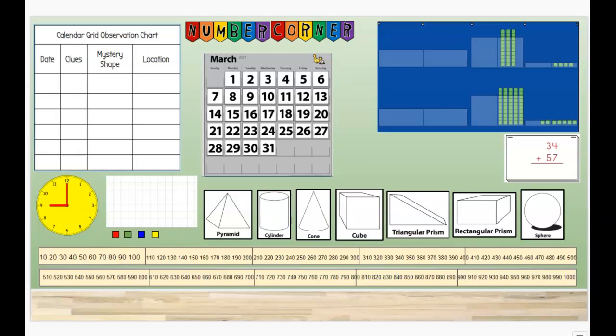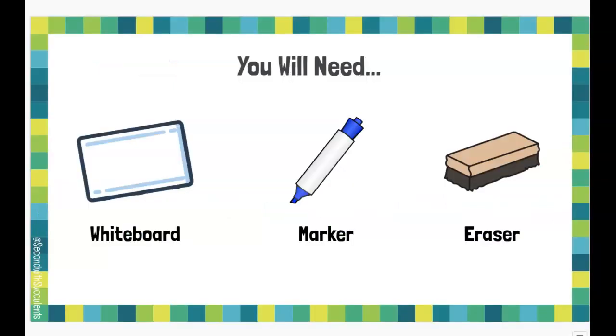For Number Corner today, we will be working in the daily rectangle, making withdrawals from our base 10 bank. You will need your whiteboard, marker, and eraser. If you don't have these materials, a piece of paper and a pencil will work just fine. You can pause the video now to get what you need.